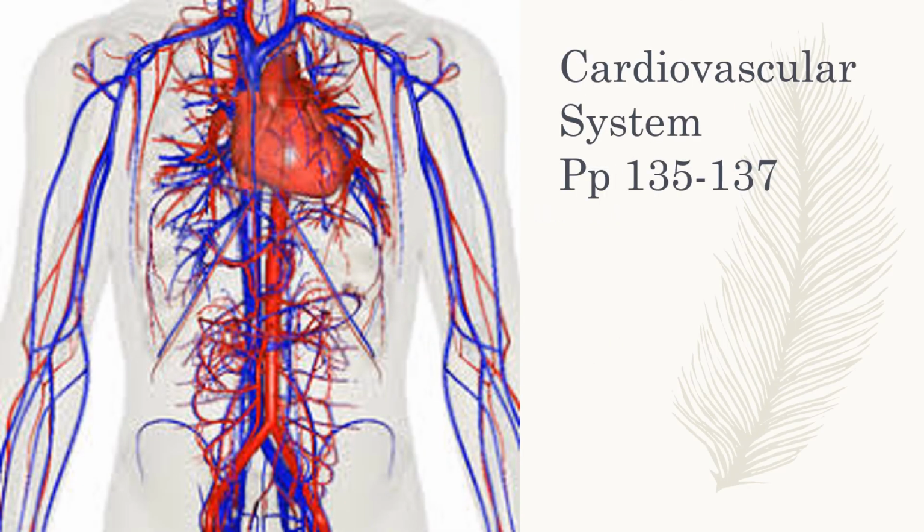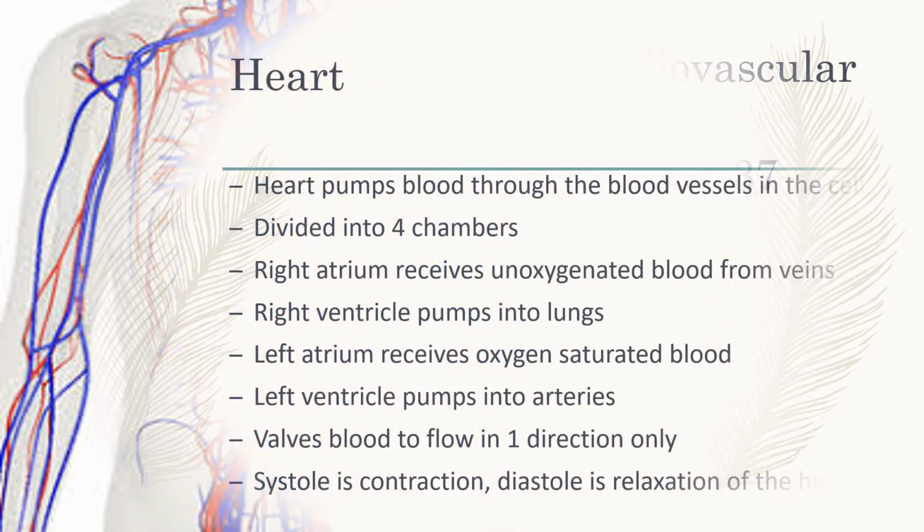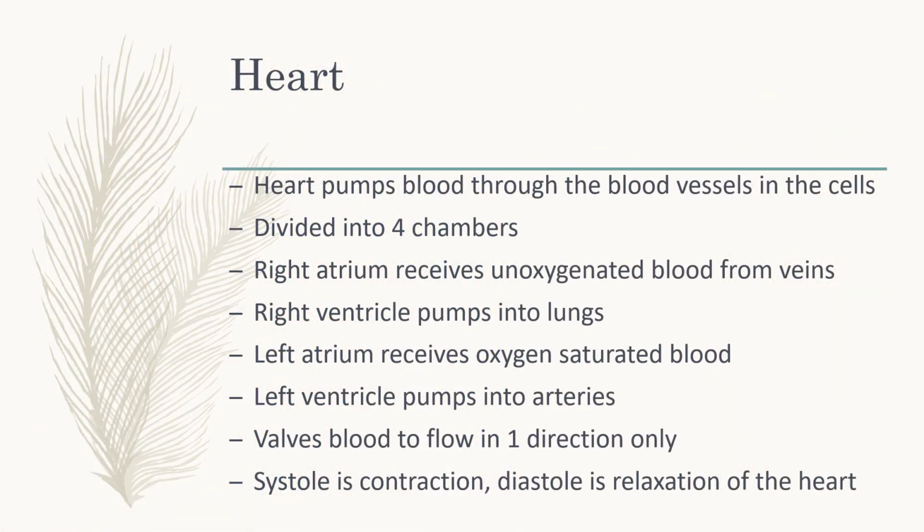Now we have our cardiovascular system. In this picture, you can see the blue represents the unoxygenated blood and the red represents the oxygenated blood. And in the center there, you can see the heart. Your heart pumps your blood through your vessels and the cells. It's divided up into 4 chambers.